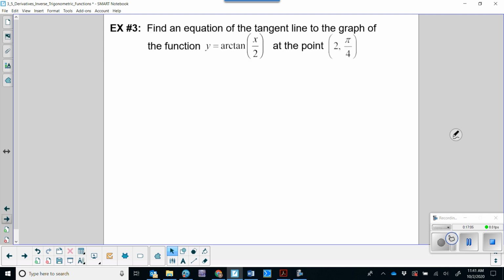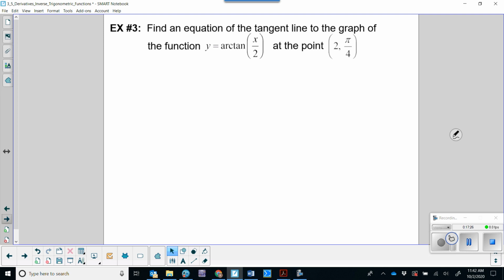Okay, so let's skip F. Let's go to this equation. So we're going to do the equation of the tangent line for this function. That hasn't changed. All I've done is add a formula.